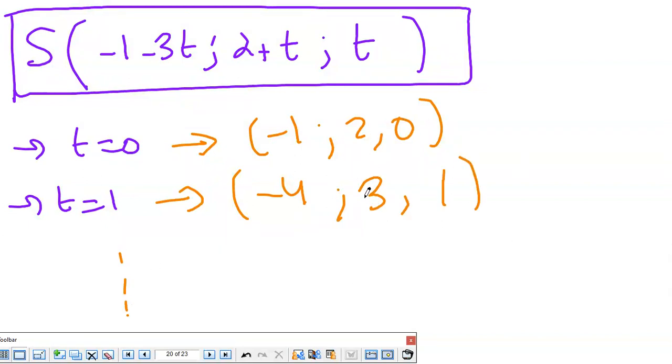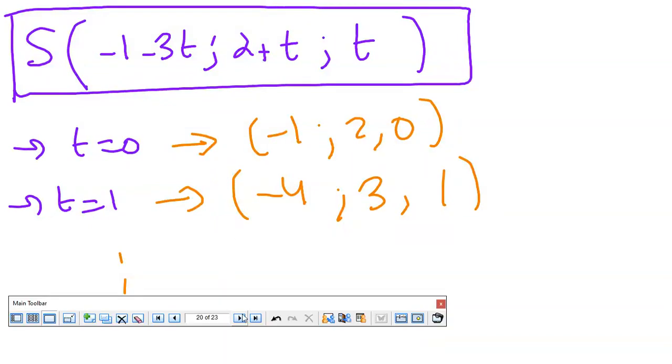So what does this mean? I have infinitely many triplets. This is a triplet, this is another triplet, more and more and more. And all those triplets will be a solution for the system of equations.